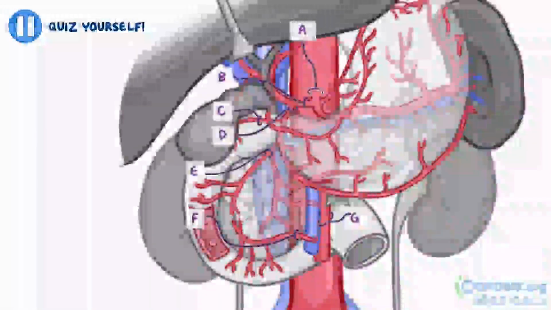Before we move on, let's take a break and see if you can identify the arterial blood supply of the duodenum.